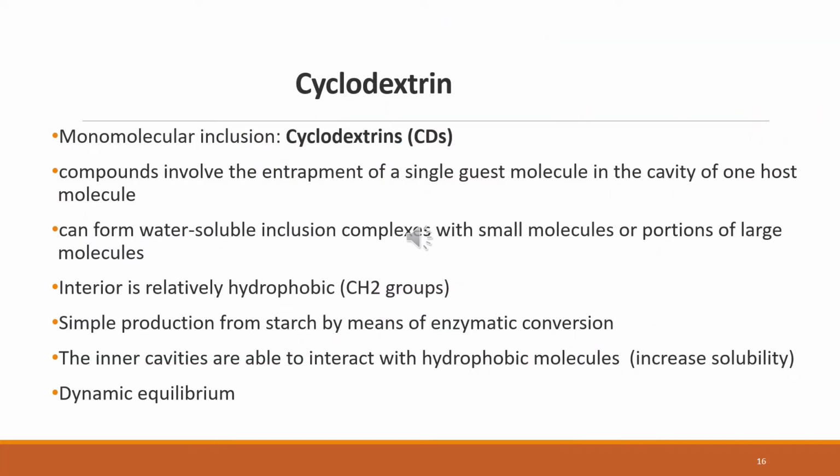Cyclodextrins involve the entrapment of a single guest molecule in the cavity of one host molecule. They can form water-soluble inclusion complexes with small molecules or portions of large molecules. The interior is relatively hydrophobic because of the CH2 groups, and the exterior is hydrophilic because of the OH groups. Cyclodextrins are produced by a simple procedure from starch by means of enzymatic conversion. The inner cavities are able to interact with hydrophobic molecules and thereby increase their solubility.